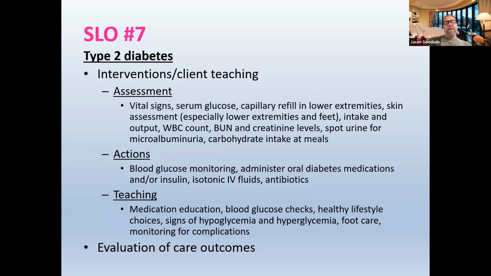Interventions, same thing. You're going to be managing the intake, managing the level of glucose, watching their perfusion of their limbs. You can also take a look at their WBCs, see if there's an infection, BUN and creatinine levels, which tell you what the kidney is doing. And then you can do things like spot urine for microalbuminuria and carbohydrate intake at meals.